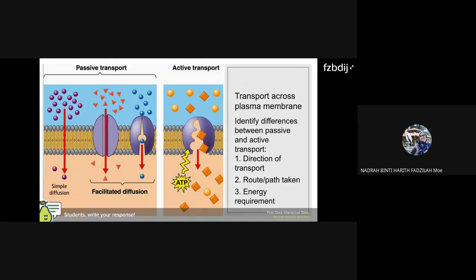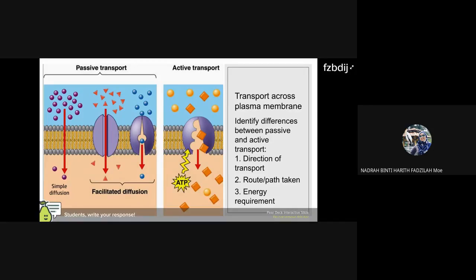Now, in this diagram, I'm showing you a summary of all passive transport and active transport. Can you identify the differences between passive and active transport in terms of direction of transport? Let's take a look at the red arrow. The red arrow indicates the direction from where to where. Okay. And then what is the route or path taken melalui apa? Melalui fosfolipid ke, melalui transport protein ke, and lastly, can we differentiate in terms of energy requirement? Boleh mula?